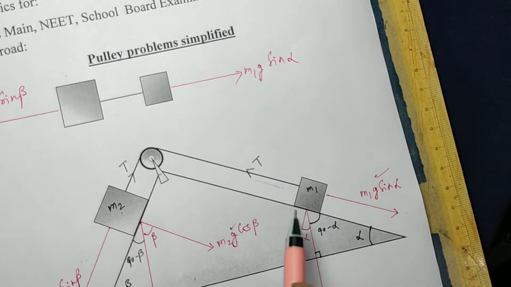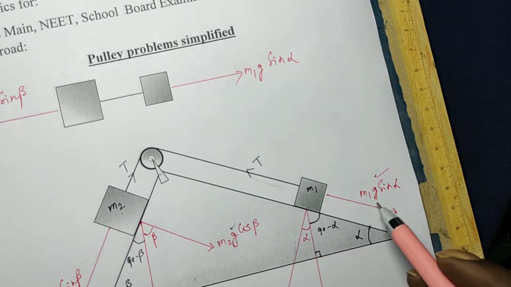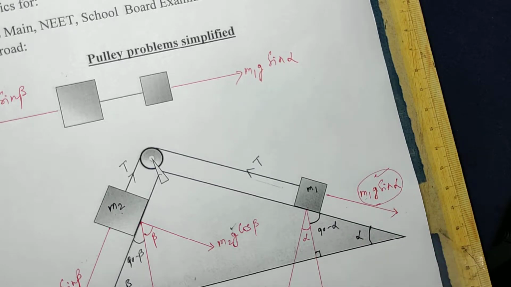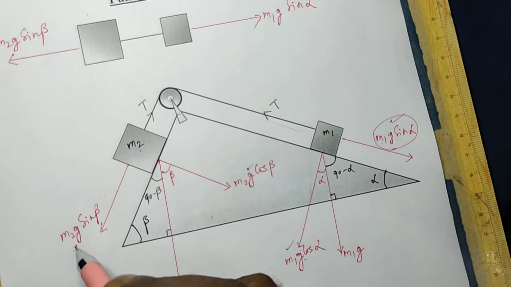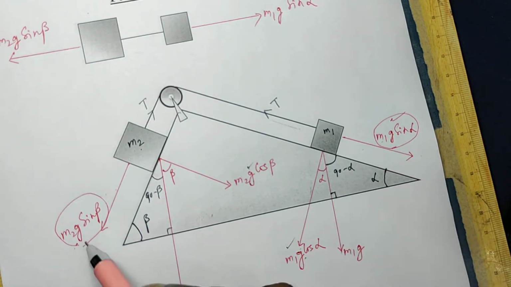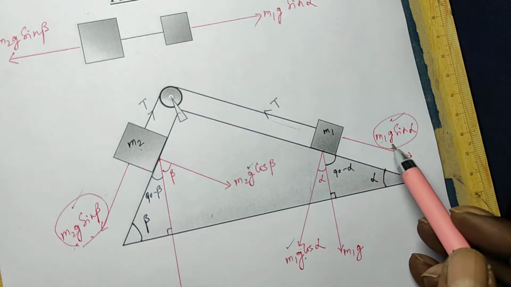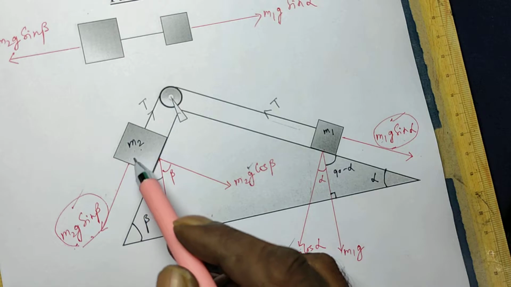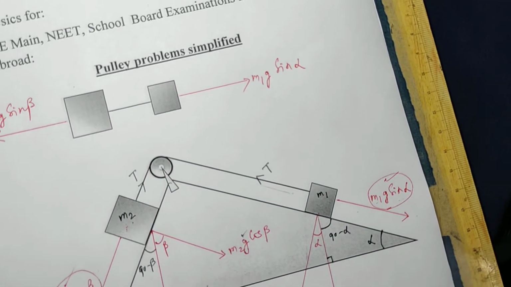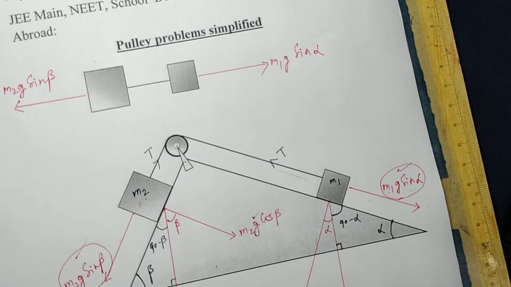Now, whether this mass will come down depends on the value of m1 g sine alpha. Means if m1 g sine alpha is more than m2 g sine beta, then only m1 will slide down. On the other hand, if the value of m2 g sine beta is greater than the value of this force, then m2 will slide down. So in this case, I am assuming this m1 is coming down. You can assume this to come down also.